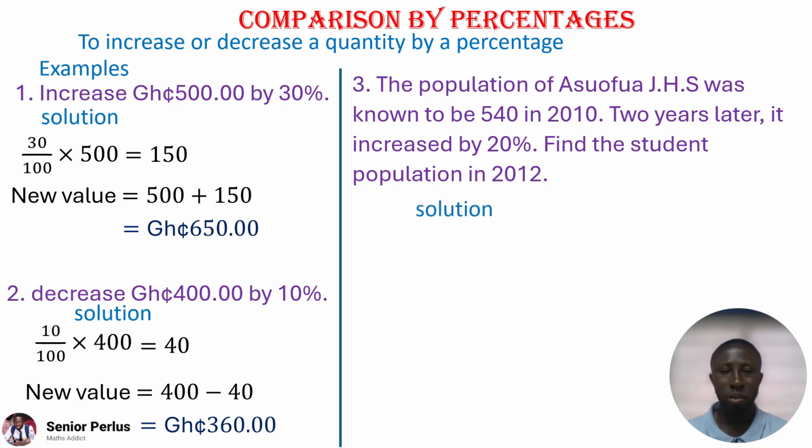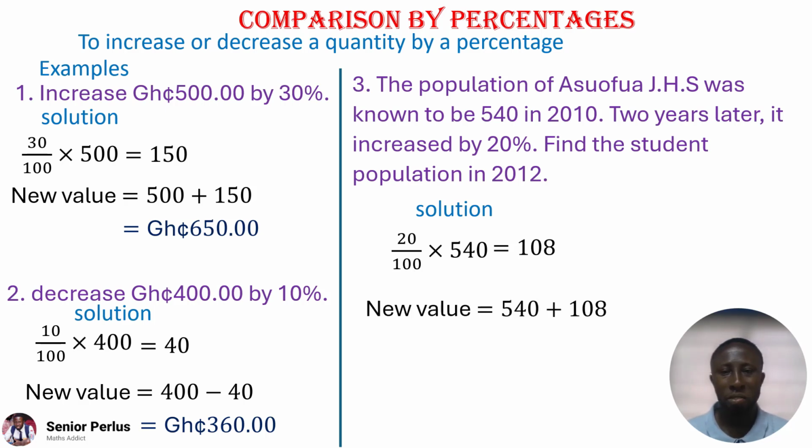Solution: 20% of 540, because it said that it increased by 20% two years later. So therefore this is the answer, 108. But since it increased, we just add the answer to the previous population. Then two years later, the population increased to 648. So that's how to increase a quantity by a percent. Very simple.